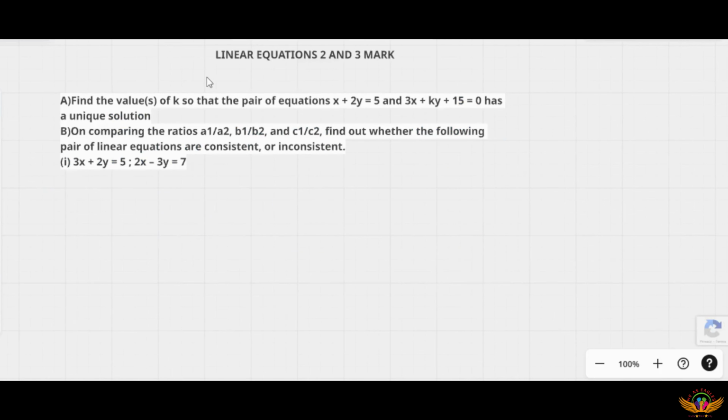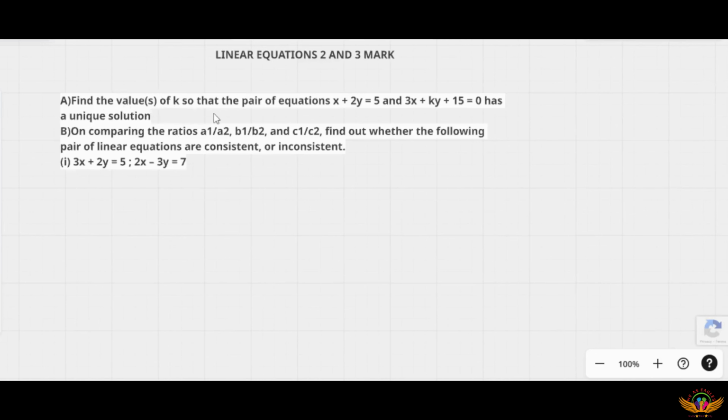This is also a kind of question where several times they will be asking you, as we have already discussed in the 1 mark questions. You have to be very much aware of that table, of consistent and inconsistent equations, what kind of solutions, what kind of lines. The table is very, very important. If you know the table, this question will be super easy for you. So let us see the A part.